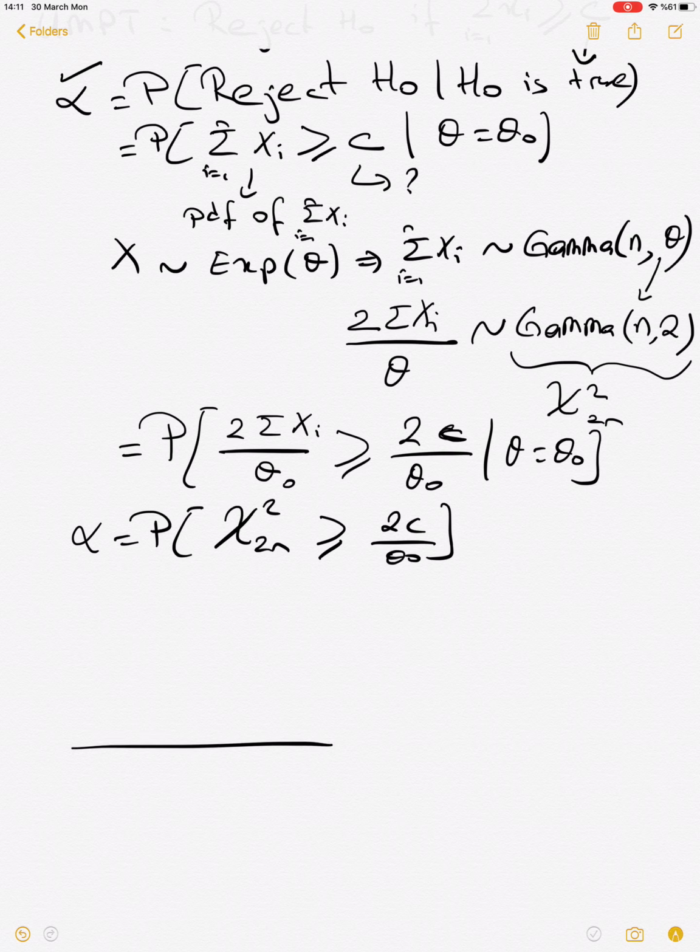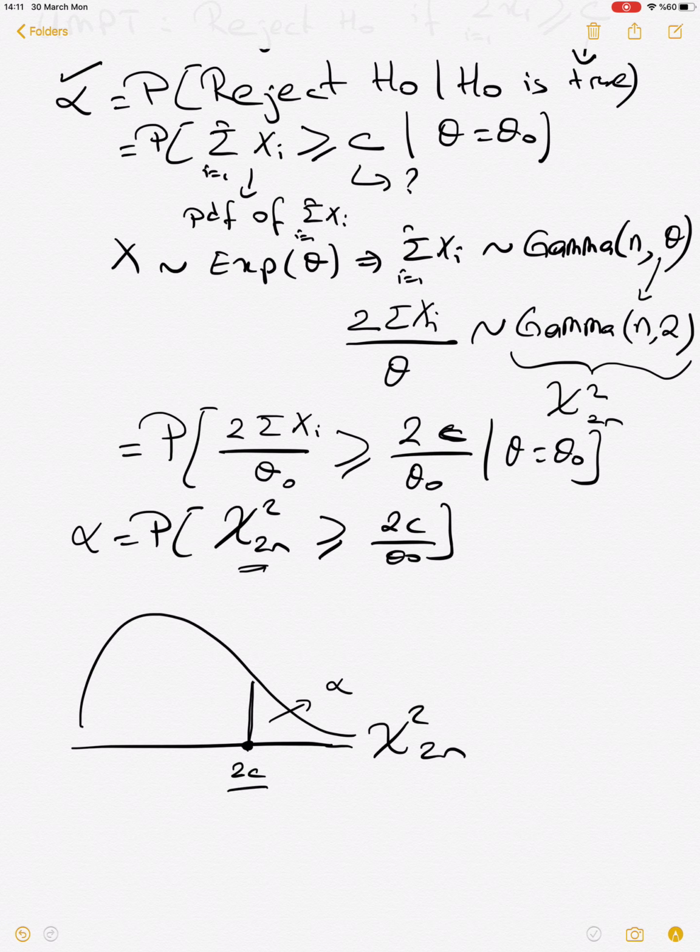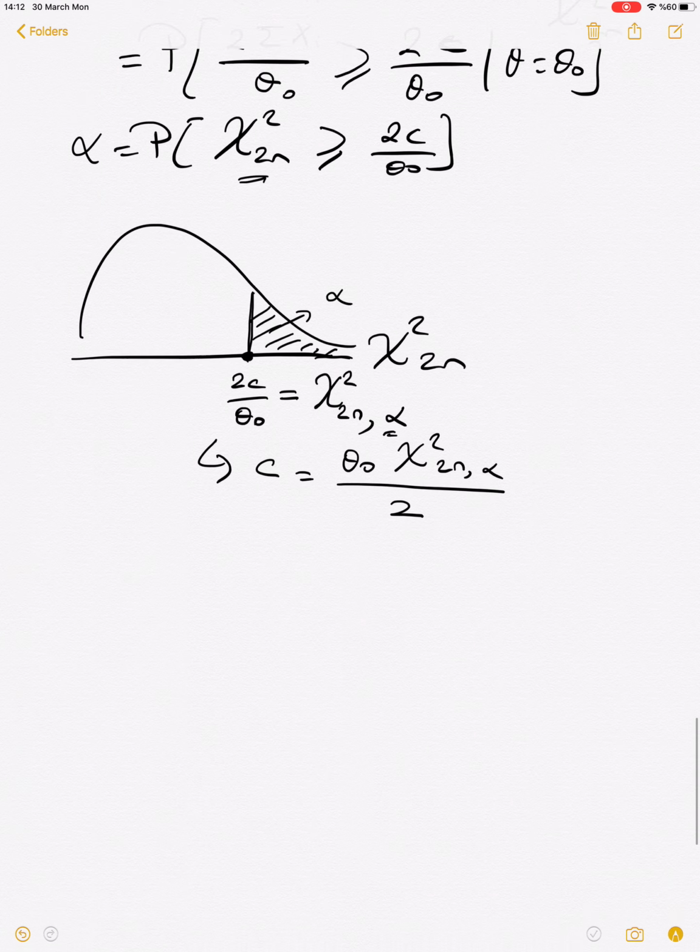It's a very small number. So if we have a chi-square distributed random variable, the shape is something like that, and then we assume that our chi-square random variable is greater than some value 2c over theta 0. It has this small probability, so it's in the upper tail, right? This probability is alpha, 5%, 10%, and this point is 2c over theta 0. And we know that from the chi-square table or distribution, this is chi-square with 2n degrees of freedom at alpha. We are using upper tail probability here. Okay, so now from here we can find the value of C as theta 0 chi-square 2n alpha over 2. Okay, so now we found our C.